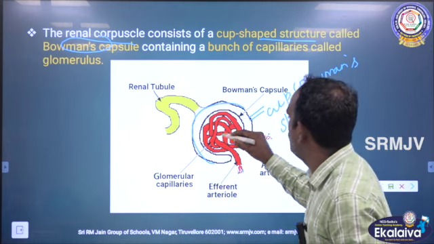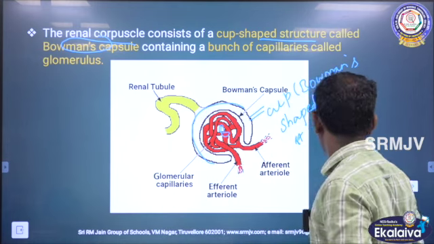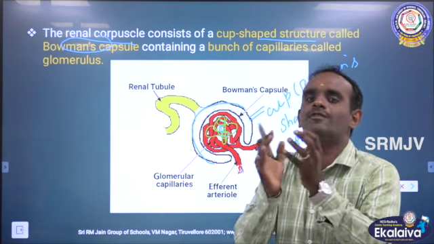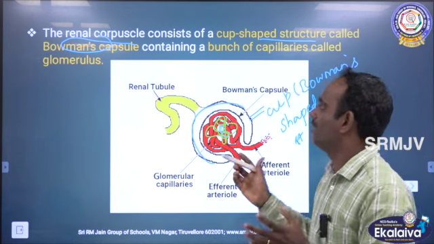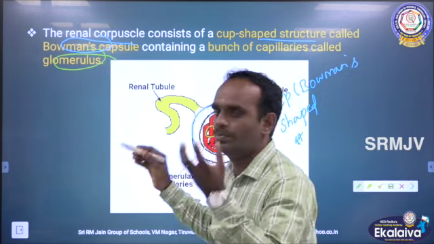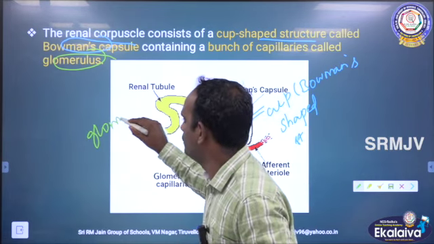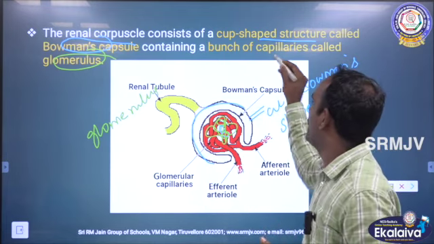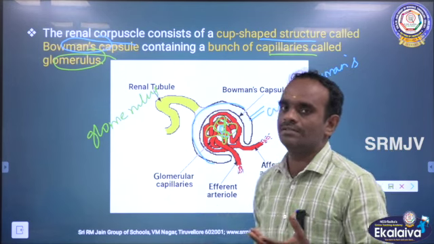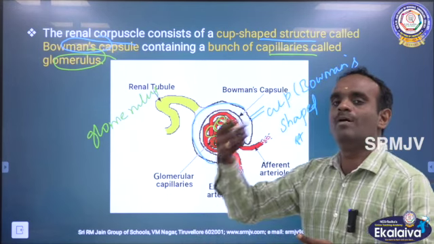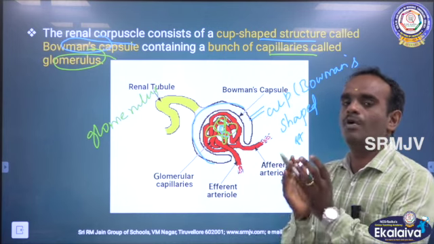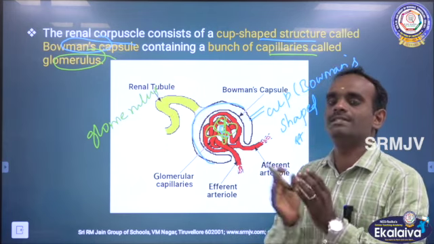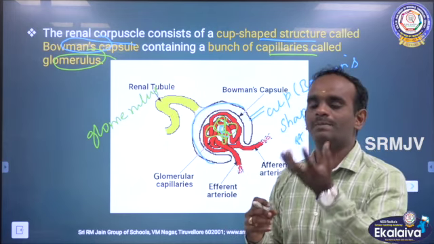And inside, a bunch of capillaries. Capillaries are nothing but blood vessels. A bunch of capillaries is called glomerulus. How to pronounce it? Glomerulus. So the bunch of blood vessels, the bunch of capillaries, is called glomerulus. So renal capsule consists of Bowman's capsule and glomerulus. Bowman's capsule is a cup-shaped structure and glomerulus is a bunch of capillaries. Are you getting my point, children?